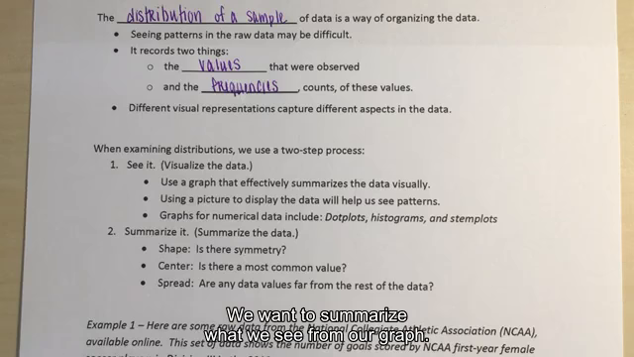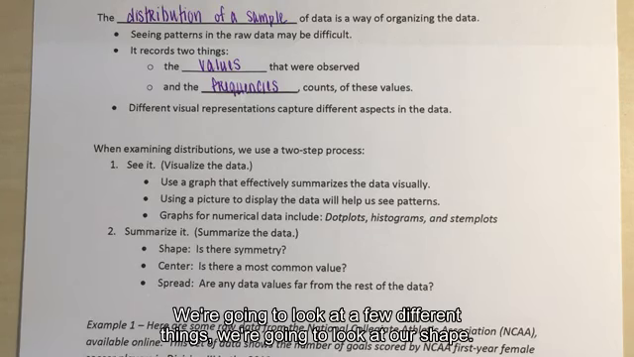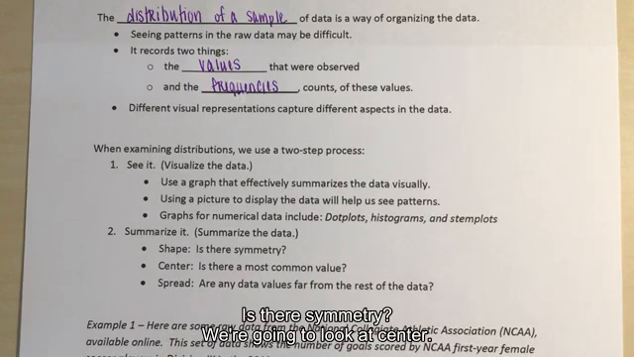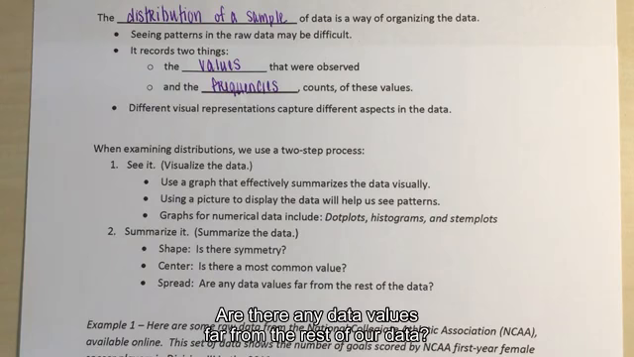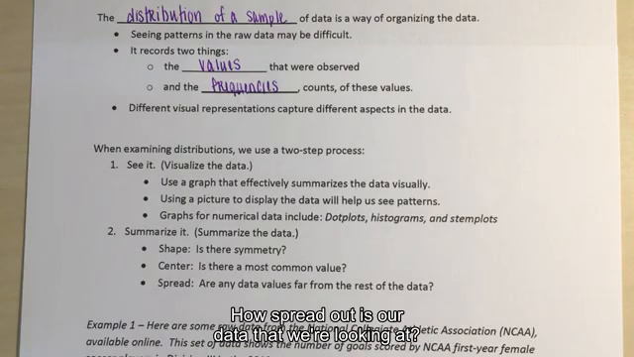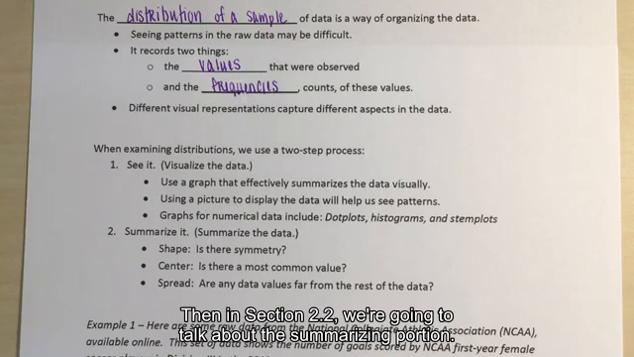We want to summarize what we see from our graph. We're going to look at a few different things. We're going to look at our shape. Is there symmetry? We're going to look at center. Is there a most common value? And we're going to look at spread. Are there any data values far from the rest of our data? How spread out is our data? So in section 2.1, we're focusing on this first part, actually visualizing our data. And then in section 2.2, we're going to talk about the summarizing portion.